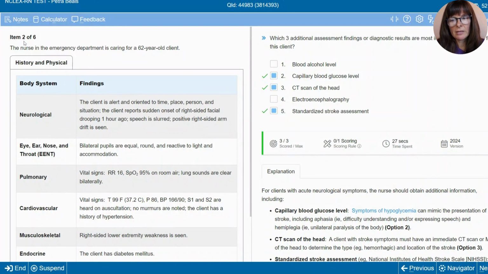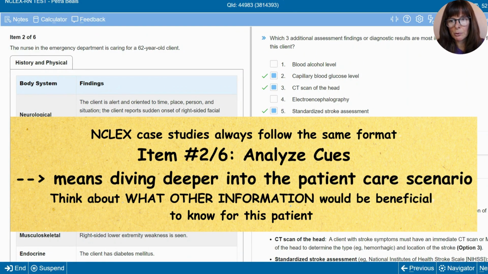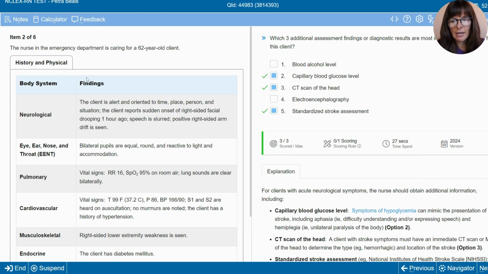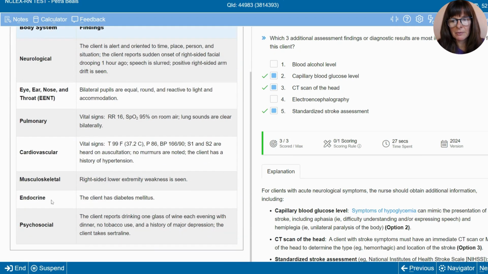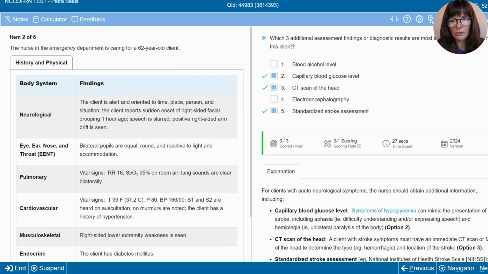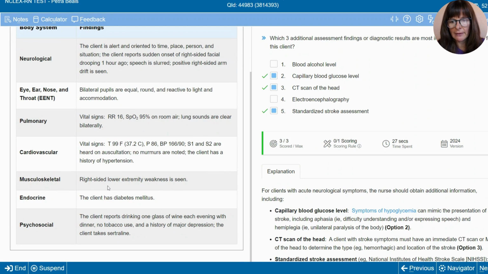Here we have our case scenario. This is item number 2, and that always pertains to analyzing the cues. This is back in the emergency department where we're caring for the 62-year-old client, and we already analyzed the symptoms that the patient has according to the history and physical. Just as a quick refresher, this patient had sudden onset of right-sided facial droop 1 hour ago, slurred speech, positive right-sided arm drift, and also right-sided lower extremity weakness, along with a mildly elevated blood pressure.